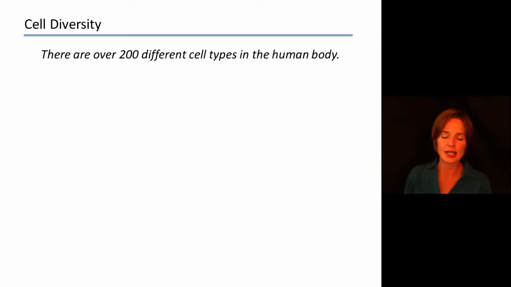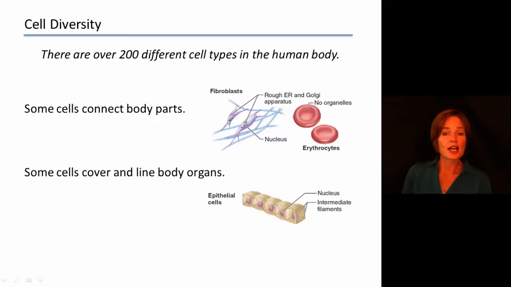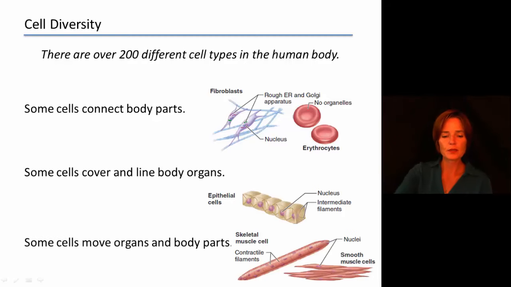If we go through and show some pictures of some of the different cell types or some of the different functions that they play inside of our bodies, some cells are responsible for connecting body parts together. So they will actually kind of tie different body parts together. We have some that are responsible for covering and lining body organs, and you can see that those have a different shape to them. And we have some cells that are responsible for moving organs and moving body parts, and cells that are involved in our skeletal system are going to play some of those roles.